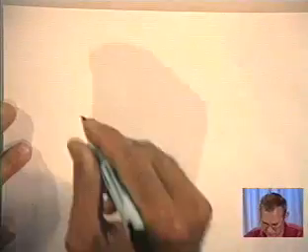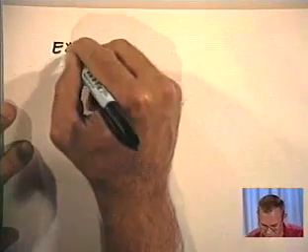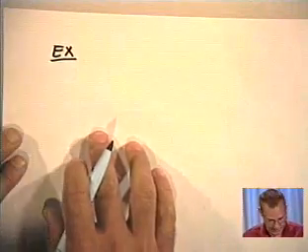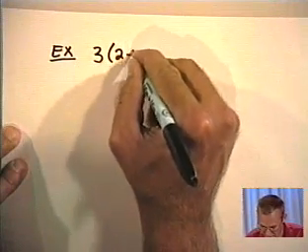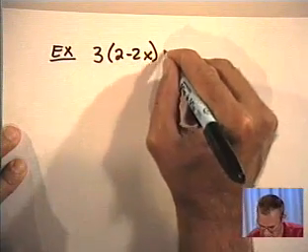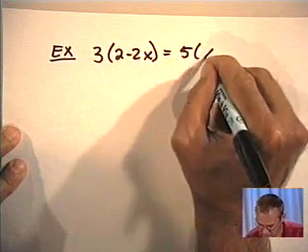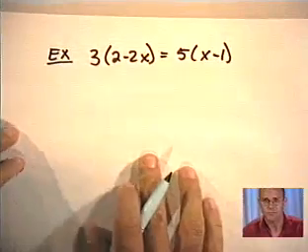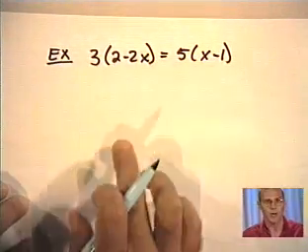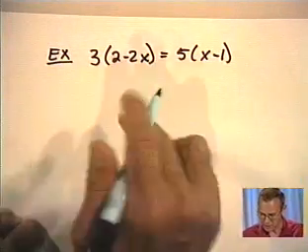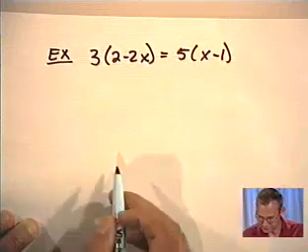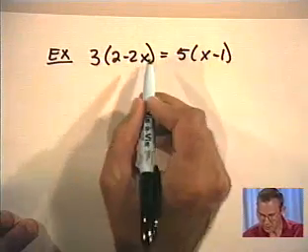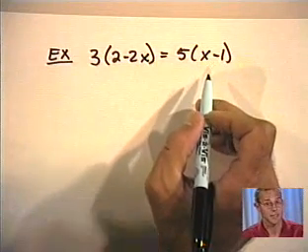Let's try one that involves the distributive property that you may have seen in a previous lecture. 3 times 2 minus 2x equals 5 times x minus 1. Is this a linear equation? Well, remember, just look at the variable. Our variable is x, and let's determine the power of the exponent. The power is 1, so this must be a linear equation.